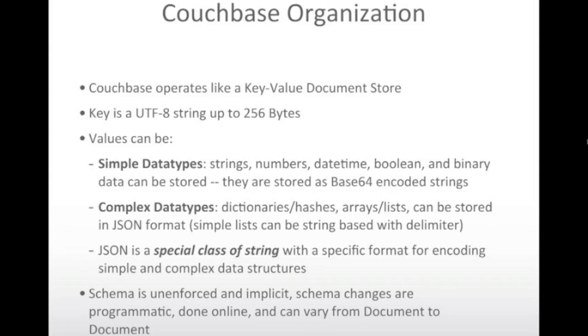JSON is just a string with a specific format. It is a notation for encoding simple and complex data structures. The schema is unenforced; it's what we call implicit. Your programming model, the model layer of your application, is creating a schema on its own through its JSON representation. So it's an implicit schema.